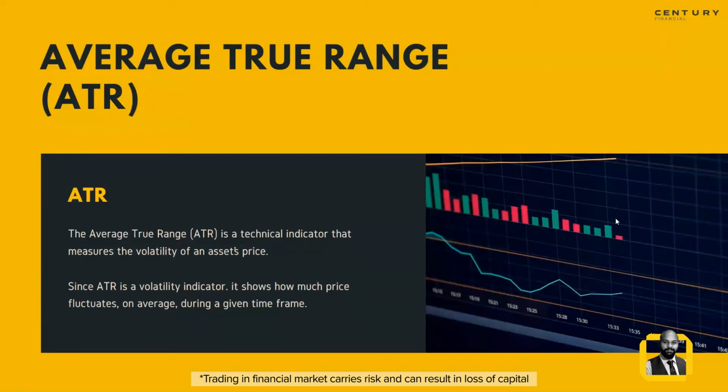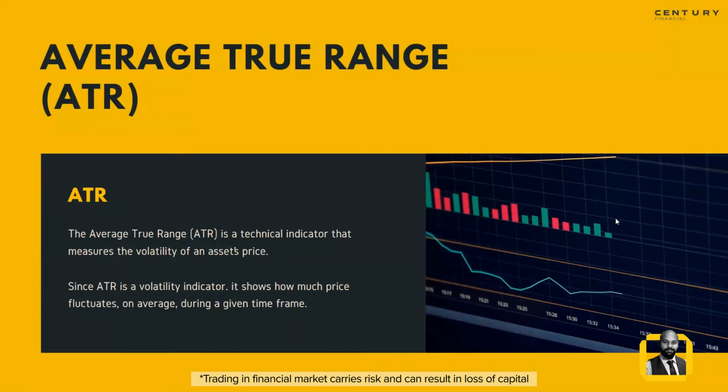Now it tells you on an average how many dollars it can move. Please note that it does not tell you which direction gold can move in. It only tells you how many dollars it can move in a day. Now if you're looking at a weekly time frame, it will tell you how many dollars gold can move in a single given week. If you're looking at a monthly time frame, it will tell you how many dollars it can move in a single month. So it just helps you identify how many dollars it can move.